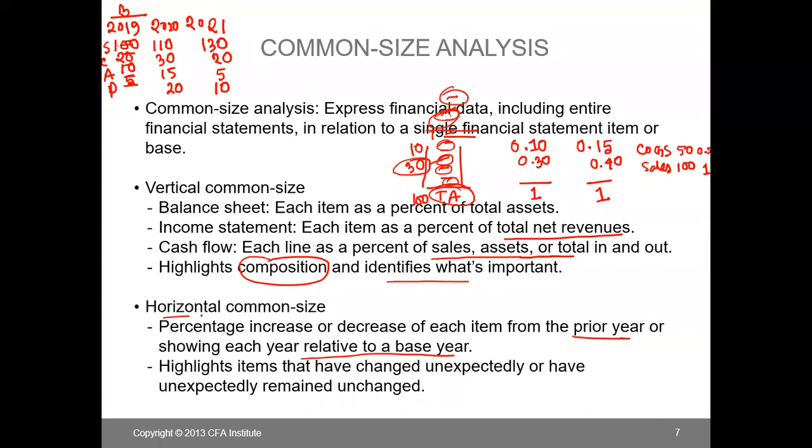So what is done in the horizontal common size analysis? One base year is considered, and the financials of other years are expressed in terms of the base year.